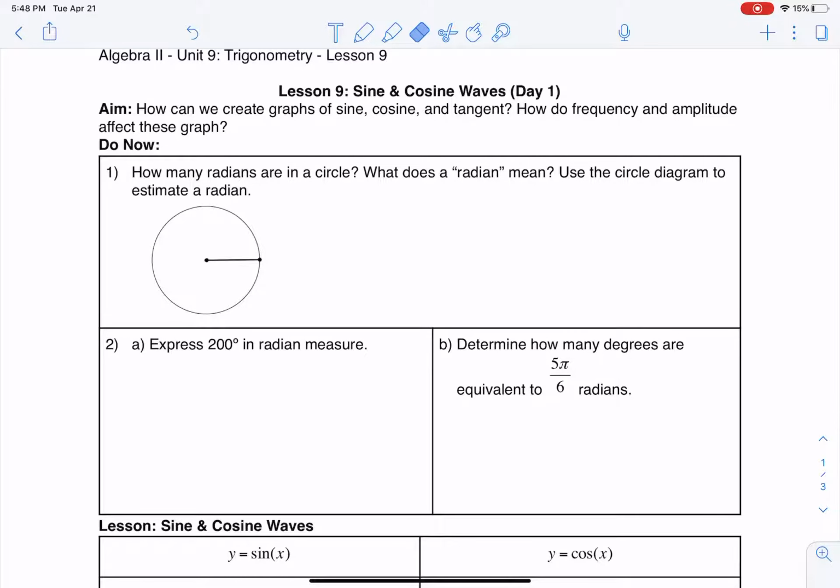So first of all, how many radians are in a circle? Well, from the previous lesson, we learned that there's 360 degrees in a circle, and 360 degrees is the same thing as 2 pi radians, which is connected, of course, to the formula for circumference.